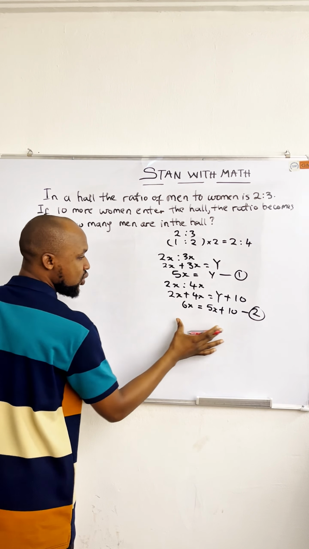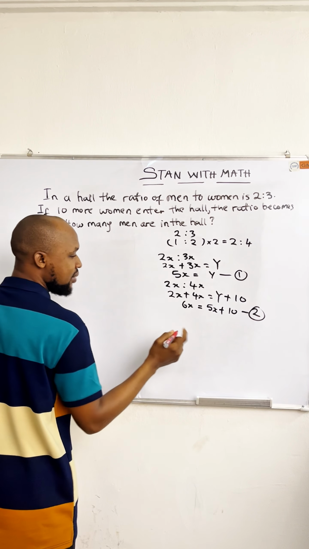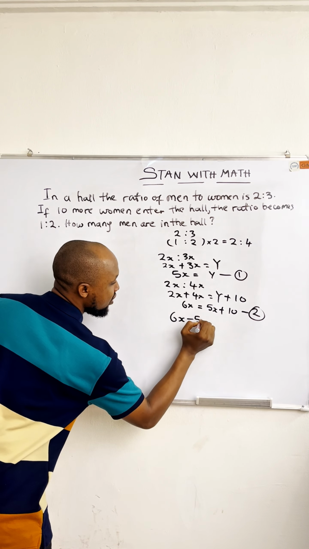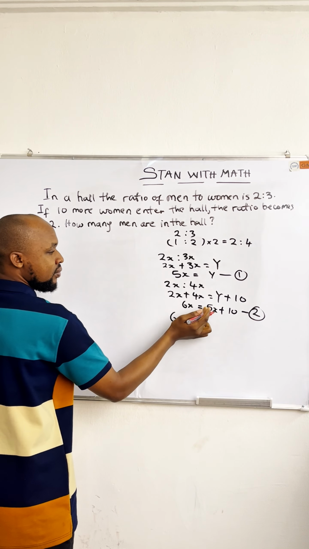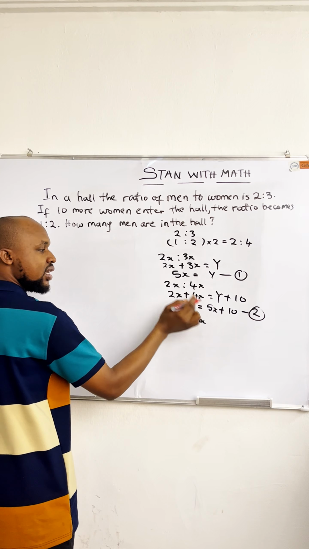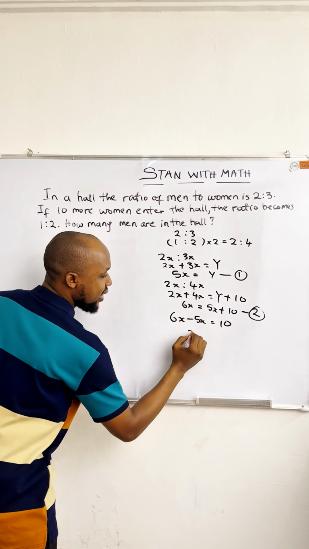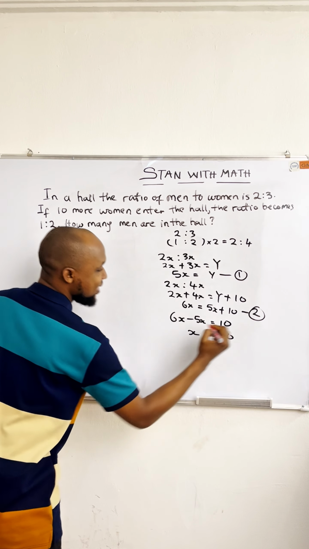So now what are we going to do? We are going to collect like terms. 5x comes to this place. It's going to become 6x minus 5x because the sign is going to change as it crosses the equality sign. So we are going to have equal to 10. So x is equal to 10.